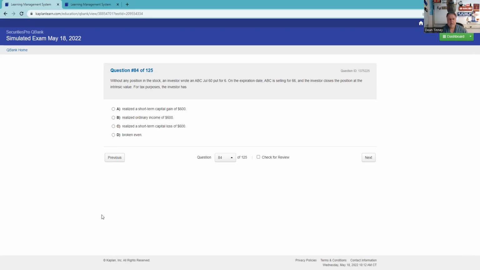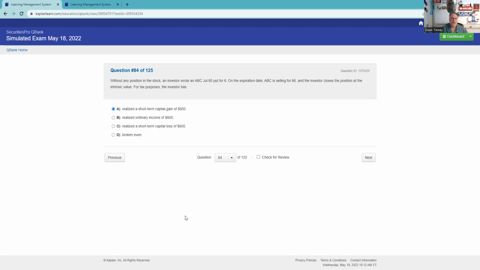Without any position on the stock, an investor wrote a July 60 put at 6. At expiration, it's selling for 66. That's important. So that means that the put expired worthless, and I get to keep the $600. Here it says I wrote it, so I'm a happy camper, right? It's a 60 put, the stock is 66, so it expires. So I have a short-term capital gain. Now be careful, it's going to be taxed at ordinary income tax rates. It's easy to miss this with a B, but it's actually a short-term capital gain of $600 that will be taxed at ordinary income tax rates.